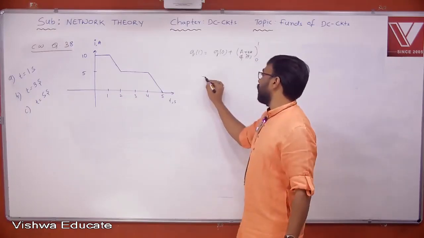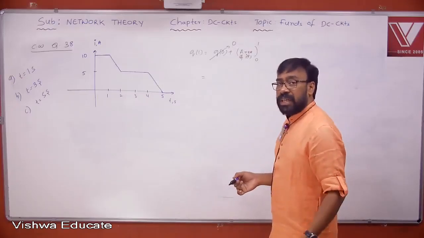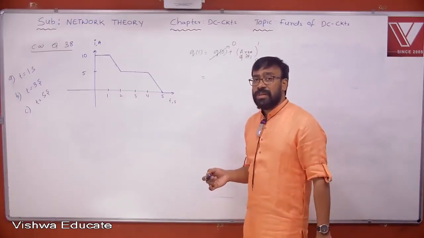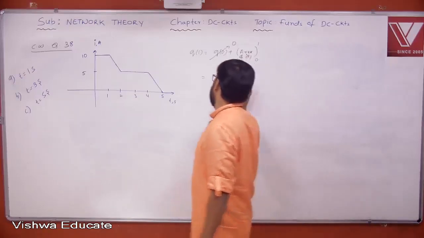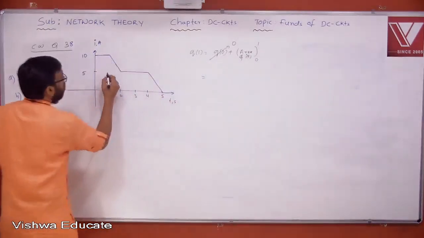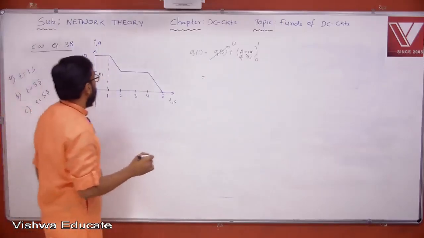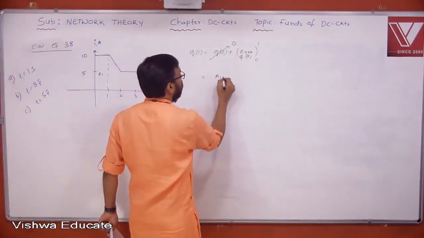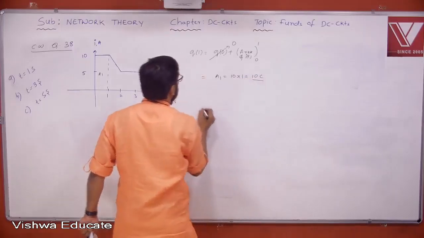What is that Q of 0? It didn't mention anywhere in the problem, directly or indirectly, nowhere it is given. Therefore, you can consider it to be 0. Now, area under I of t from 0 to 1. What is 0 to 1 actually here? Can I say something like this? This is area 1, nothing but 10 into 1, 10 coulomb.